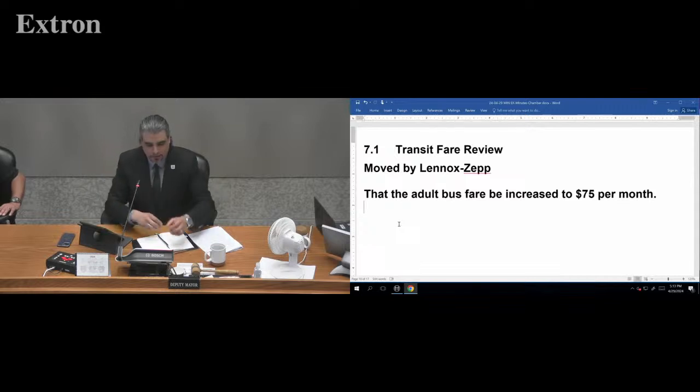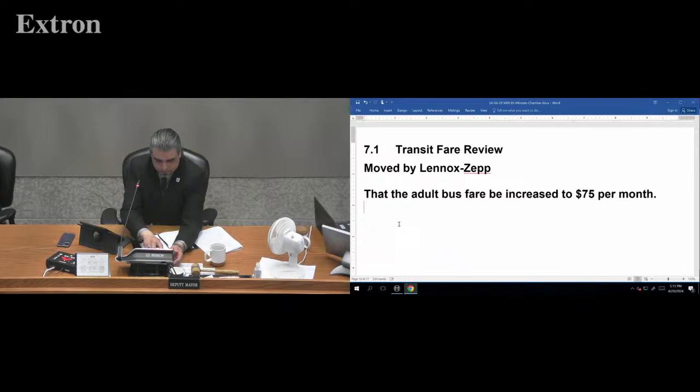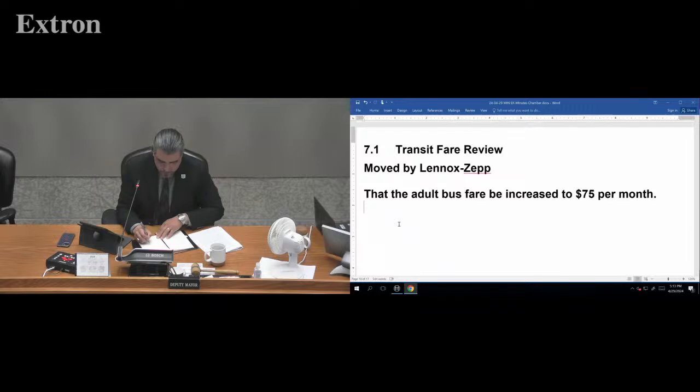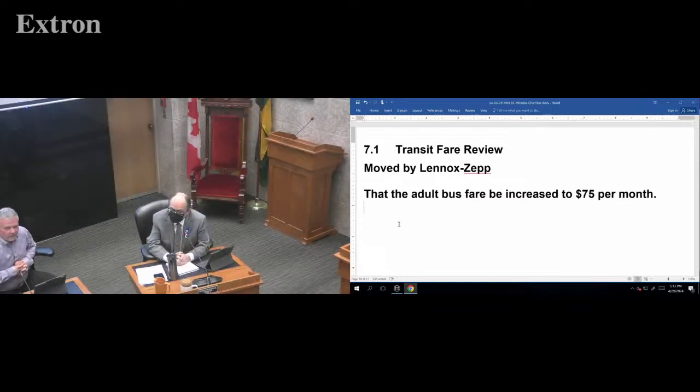Go ahead, Councillor Lennox Sepp, you had a point. Point of personal privilege. I make motions and amendments for the purpose that I believe in them. Okay. Councillor Grodnick. Thank you, Deputy Mayor.